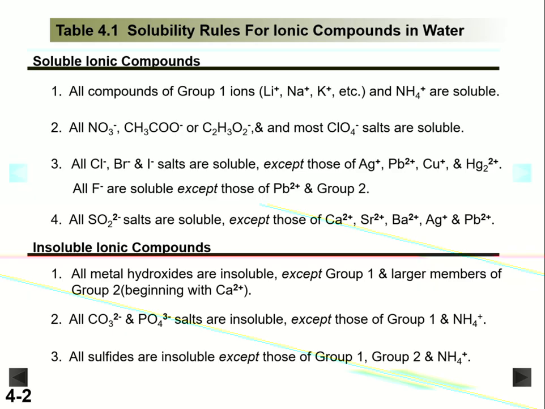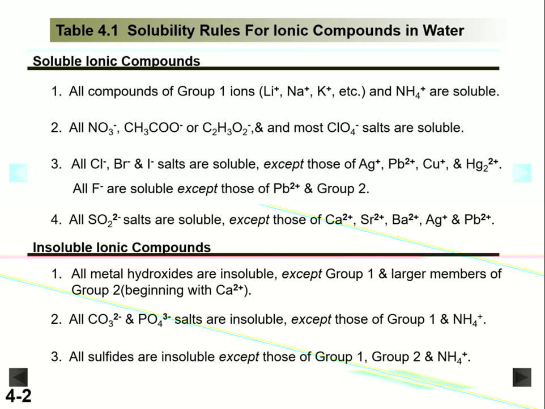Soluble ionic compounds, as we saw before, are group 1 and ammonium ions. All the acetates, nitrates, perchlorates, bromide, chloride, and iodide salts except silver, lead, copper, and mercury, and fluorides except lead in group 2. All the sulfates are soluble except calcium, strontium, barium, silver, and lead. And the insoluble compounds start off with hydroxides, carbonates, phosphates, and sulfides, and the exceptions are group 1 and ammonium ion, and for the hydroxides, calcium, strontium, and barium. So we have that in hand.